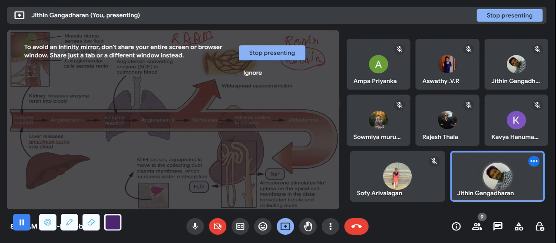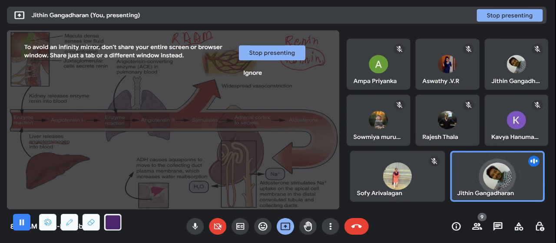When the renin enters the blood, the liver also secretes angiotensinogen. See, this angiotensinogen is in the inactive stage, and it will be present in the blood. We have angiotensinogen 1, angiotensinogen 2, all these things. There is an inactive form of angiotensin, known as angiotensinogen. That's why we need an enzyme, ACE, angiotensin converting enzyme.